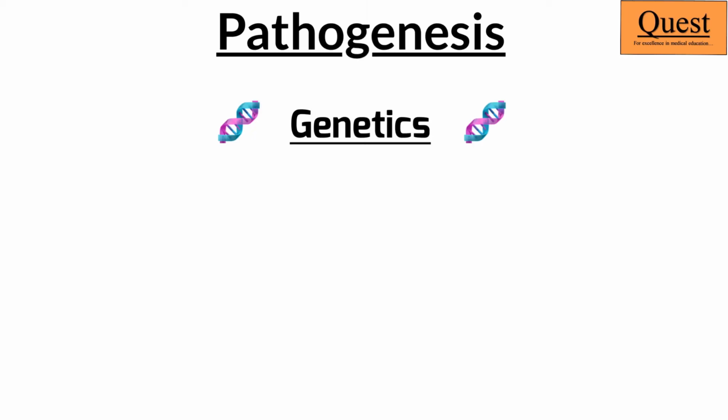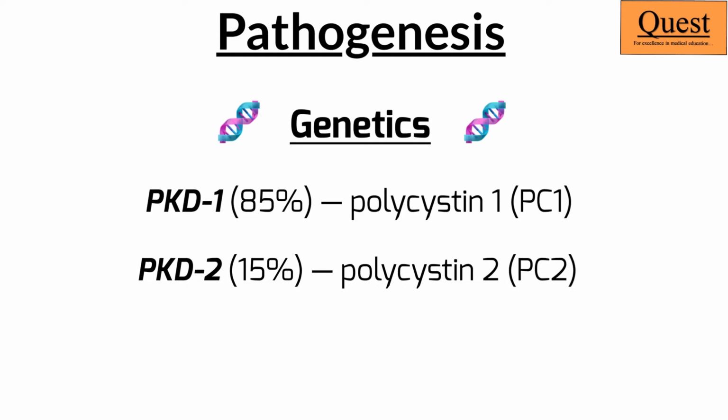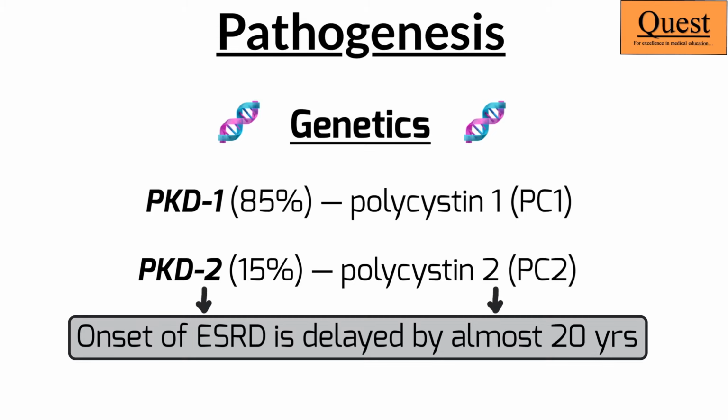Now there are two causative genes that we have understood. First is PKD1, which codes for polycystin 1, and the other one is PKD2, which codes for polycystin 2. This second one tends to have a milder disease. That means they tend to have an ESRD which is roughly 20 years later compared to the first disease.